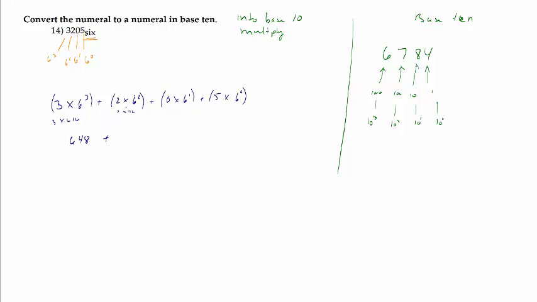So I get, 2 times 36. Flip it around. That's 72. 0 times anything is 0. And then again, don't forget that 6 to the 0 power is a 1. So 5 times 1 is 5. Adding these together, I get 725. And this is the number in base 10.